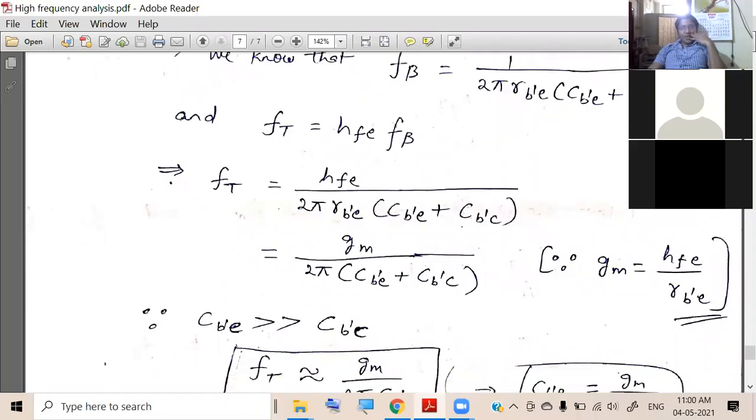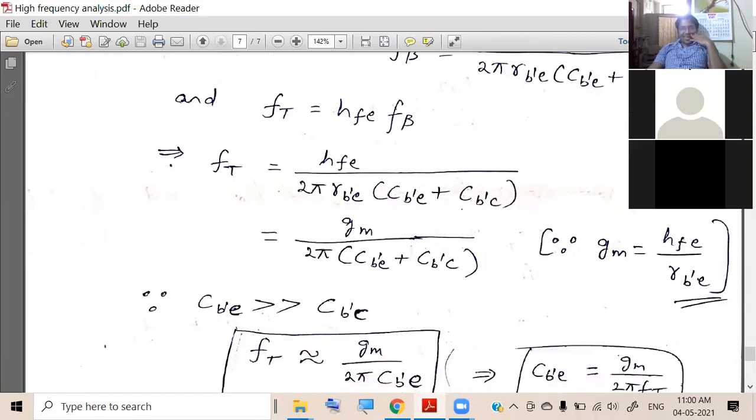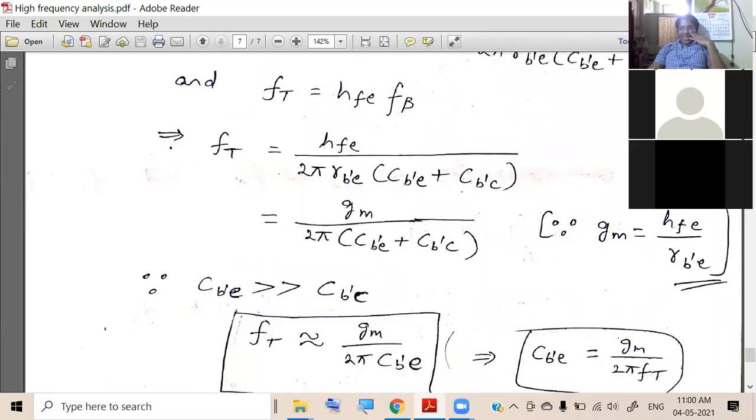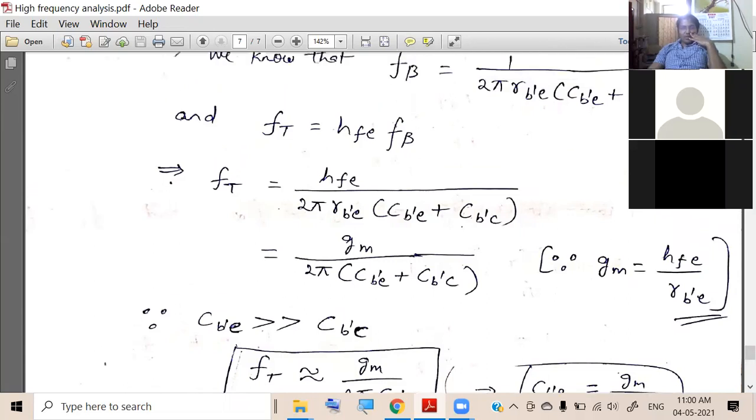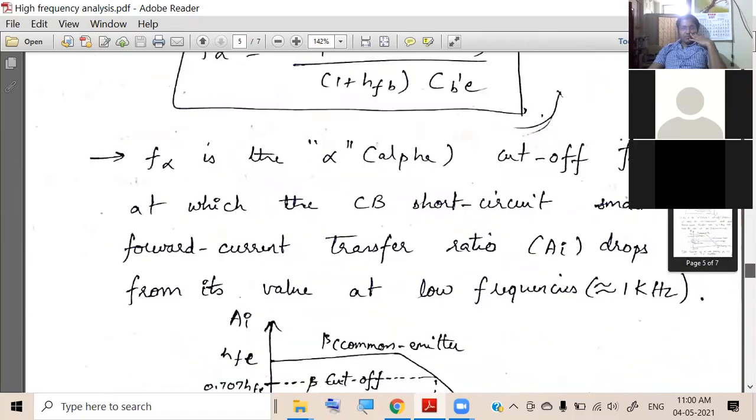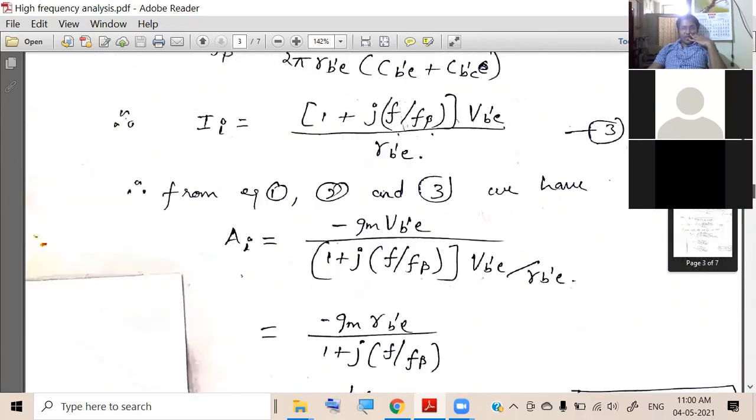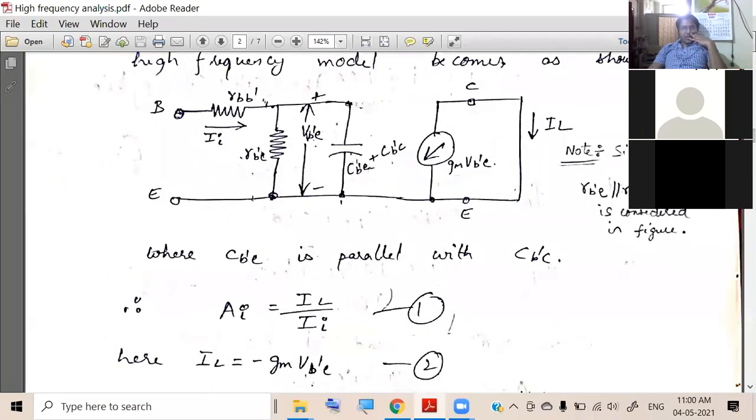Fine. Then also, in the previous class we discussed that hfe is nothing but gm rb'e. This also we discussed in the previous class. How did we obtain this relation? By comparing this one with the h parameter. gm Vb'e we can take approximately equal to hfe Ib. Okay, gm Vb'e is hfe Ib.